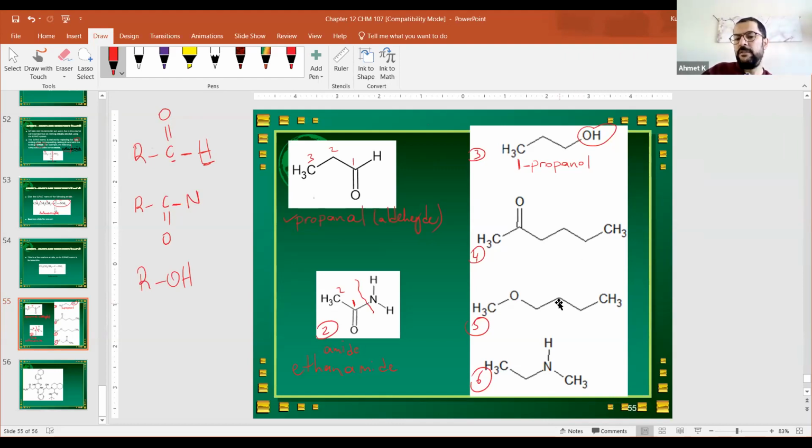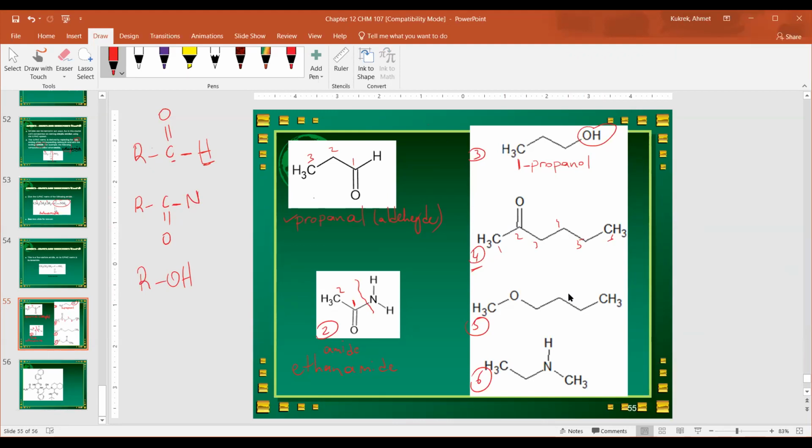Okay, what about ketone? Which one is ketone here? Ketone is RCR with a double bond, so number 4 should be a ketone. Yep, this is ketone. And how many carbons? Again, 1, 2, 3, 4, 5, 6. I think we did this. So this will be again hexanone, right? 2-hexanone. Hexanone. Yes, O-E-N.